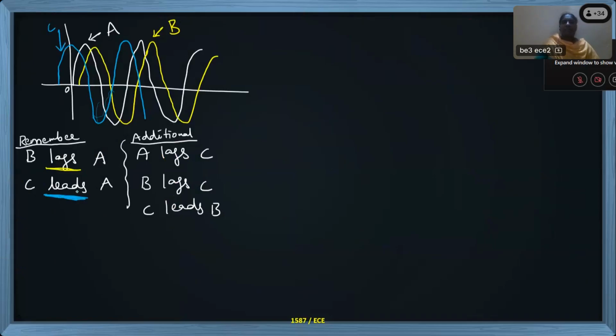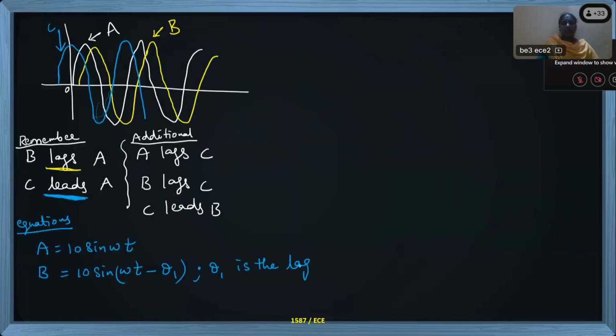Okay, and in terms of equations, if you say A equal to 10 sine omega t, then we have to say B is 10 sine omega t minus theta 1. This theta 1 is the lagging factor. So theta 1 is the lag, the phase lag.